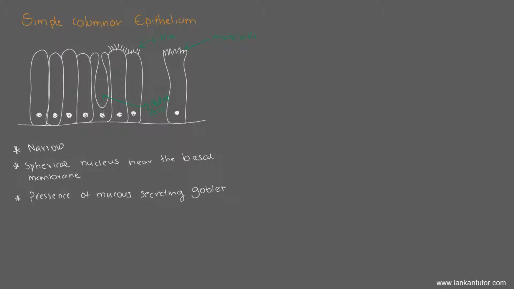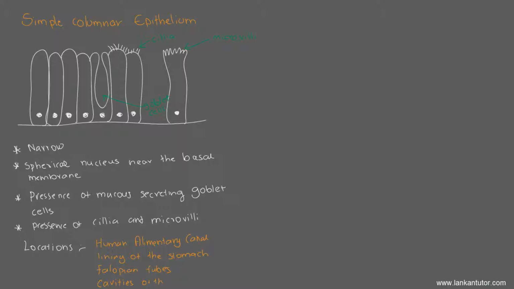And again, we're going to be moving on to the locations. The first one is the human alimentary canal. That is the canal that sends food from your mouth to, well, your rectum. You can find columnar epithelium with secreting cells and brush borders, or should I say microvilli, all over the alimentary canal. You can see it in the lining of the stomach. You can see it in the fallopian tubes. You can see it in the central canal of the spinal cord. And you can see it in the brain cavities, also known as ventricles. Now, don't get these ventricles confused with the ventricles of the heart.